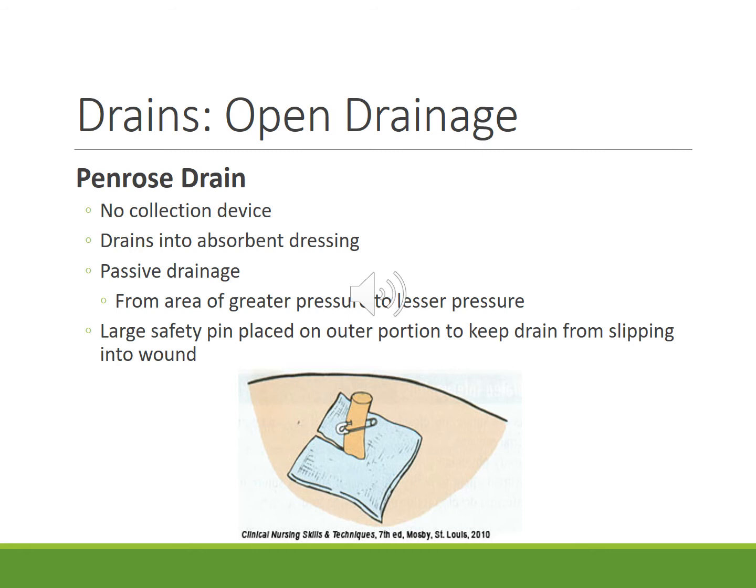And you'll see the picture here. If you notice, there is a safety pin in this tubing, or this Penrose drain. That safety pin is placed on the outer portion to keep the drain from slipping into the wound, because this drain does not have an incision holding it intact. So it can easily slide in and out of the body. To prevent that, we put a safety pin in it. This is just to give you a visualization of what a Penrose drain is if you would see one in practice. And it is an open drainage system.